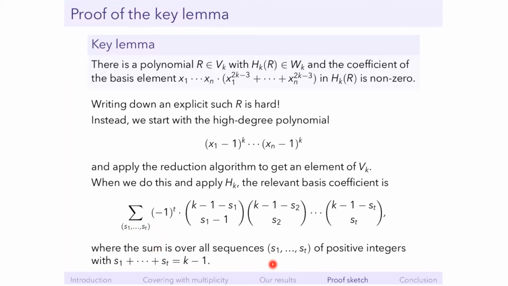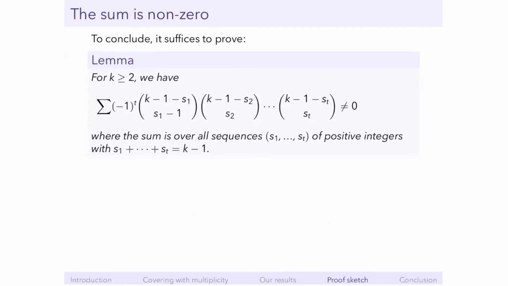So I sum over all sequences of positive integers that add up to k minus 1, and I take a complicated alternating sum of a bunch of binomial coefficients. This isn't a typo. They're not quite the same. So the second one through the t-th one are all k minus 1 minus the corresponding element, choose that element. But in the first one, we actually get choose that element minus 1. I mean, turns out, again, this is just what you get from doing the computation. Okay, so to conclude, it suffices to prove this lemma, that this complicated sum is non-zero.